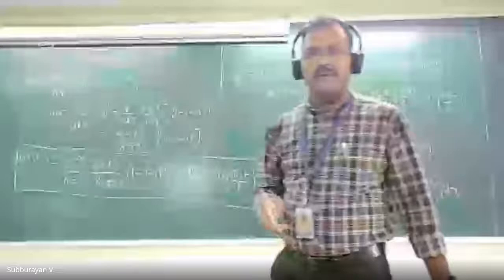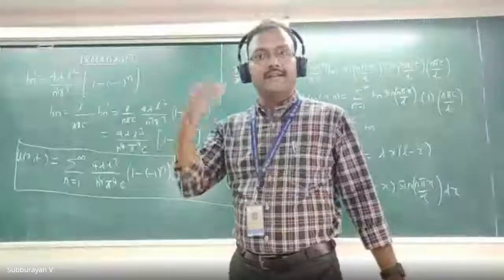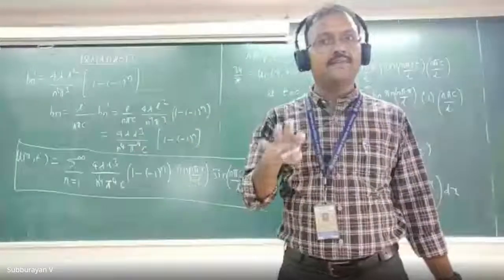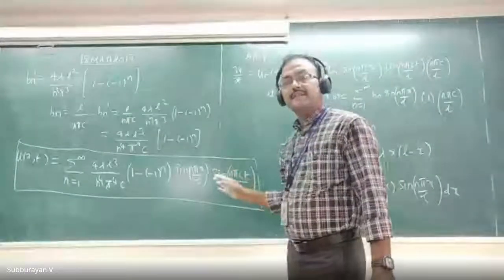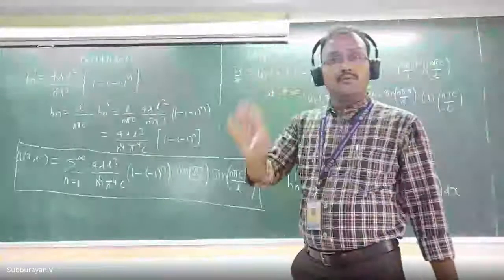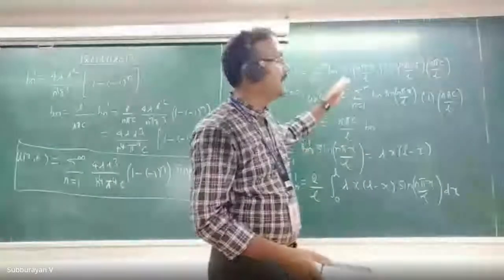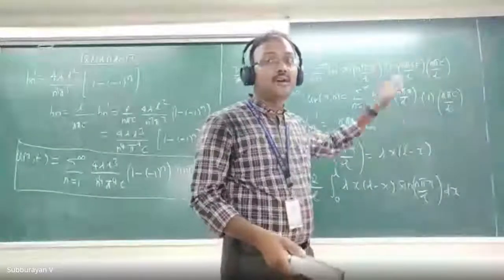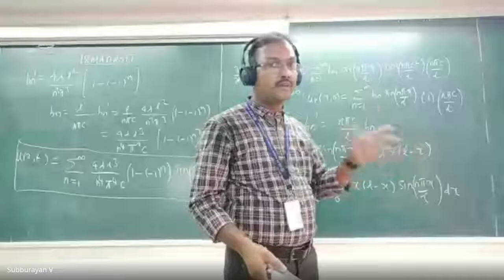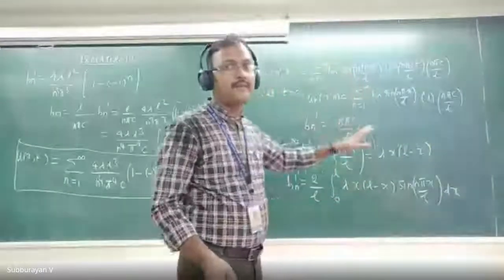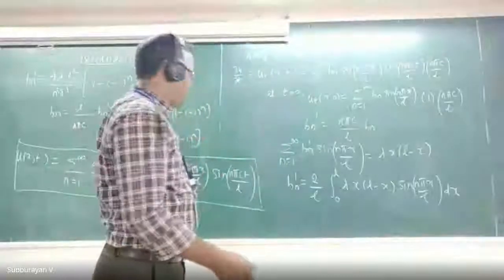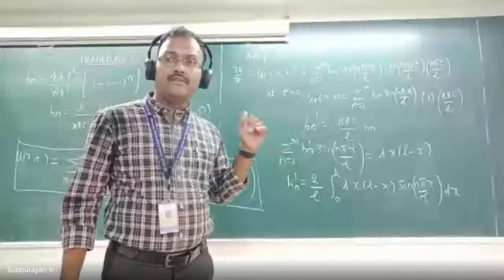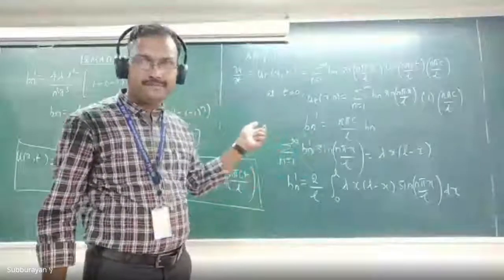If the boundary conditions or initial conditions are given in terms of an algebraic function, we have to calculate the bn's through the half range series. There is no other way; we have to apply the half range sine series expansion or cosine series expansion, then try to find the value of the arbitrary constant bn.